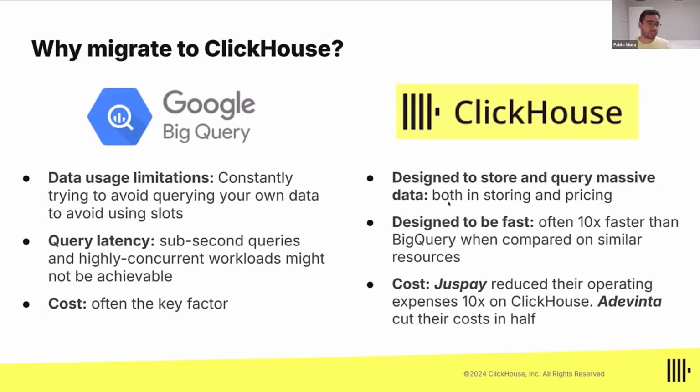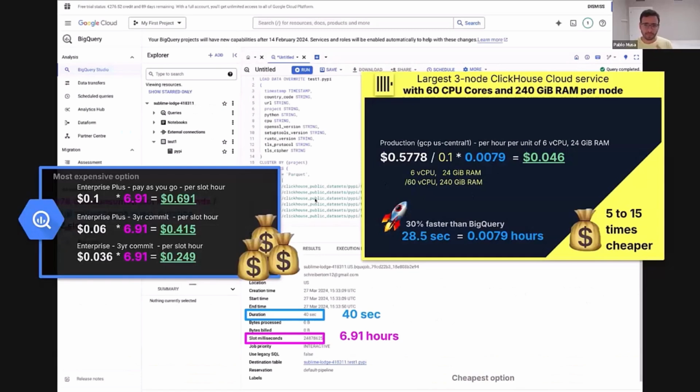Why would you migrate? Data usage limitations, query latency, cost. ClickHouse is way faster. If you're looking for real-time analytics and you have concurrent parallel queries, you're going to cut your costs by a lot. If you're running ad hoc queries, don't move from BigQuery. It's not going to make sense. It's not necessarily going to be way faster, and it is what it is.